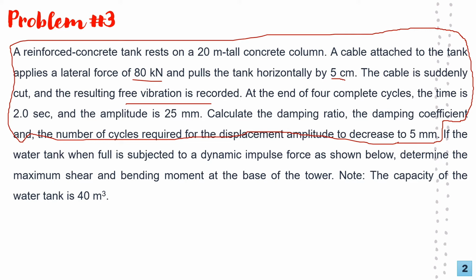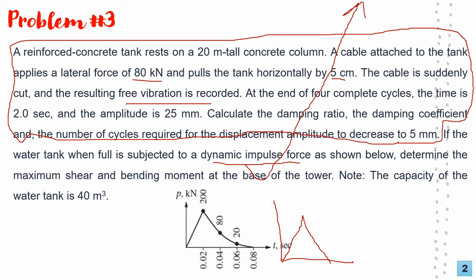For the second part, the water tank, when full, is subjected to a dynamic impulse force. We talked about the different types of dynamic loading, and you can read our lesson number 1, lecture number 1. The link is up there. You can get to understand more on the different types of loading. In a dynamic impulse force, it's a force that acts for a very short time and then stops, like a ball hitting a wall. You are required to determine the maximum shear and bending moment at the base of the tower, and you're also given the capacity of the tank as 40 cubic meters.